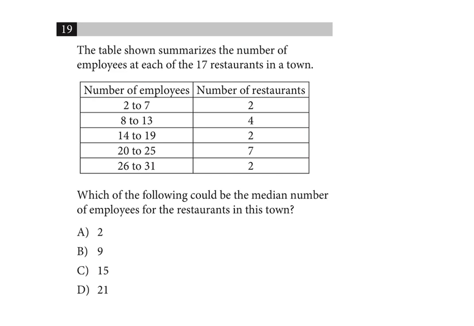Are you getting stuck on those statistics problems that ask you for the mean, median, or range? Well, this one is for you. Number 19 says, the table shown summarizes the number of employees at each of the 17 restaurants in the town.